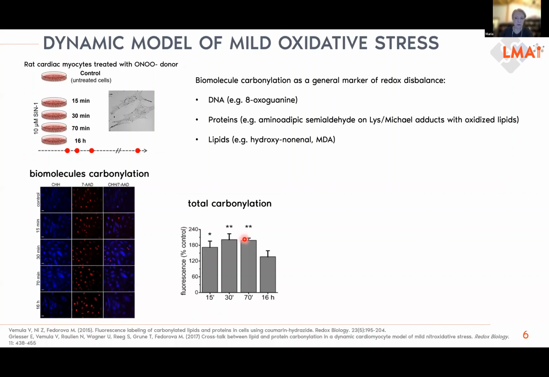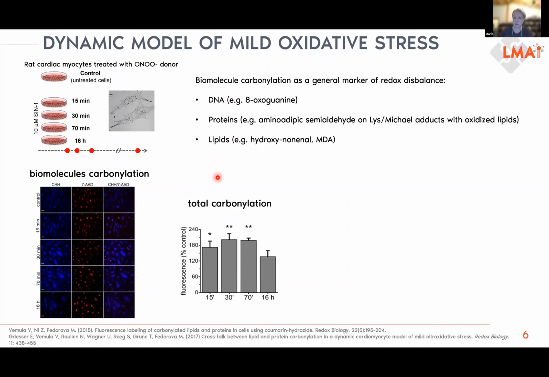And then if we leave our cells as they are, do not do anything else to them, 16 hours later upon stress induction, the cells are totally fine. They recover. Whatever they do, they manage 16 hours later to be all right. So total carbonylation, of course, can include carbonylation of DNA, proteins, and lipids. DNA was not the case because we didn't see the stain in the nucleus, so we had proteins or lipids.